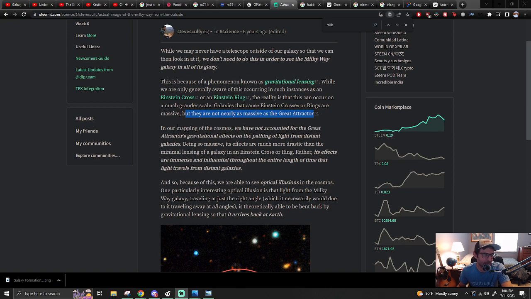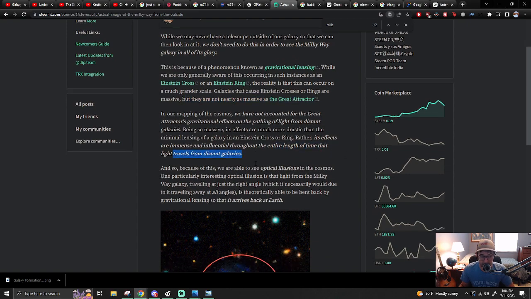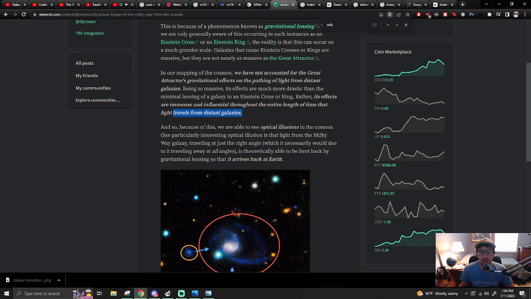In our mapping of the cosmos, we have not accounted for the Great Attractor's gravitational effects on the pathing of light from distant galaxies. Being so massive, its effects are much more drastic than the minimal lensing of a galaxy in an Einstein cross or ring. Rather, its effects are immense and influential throughout the entire length of time that the light travels from distant galaxies. And so because of this, we are able to see optical illusions in the cosmos.